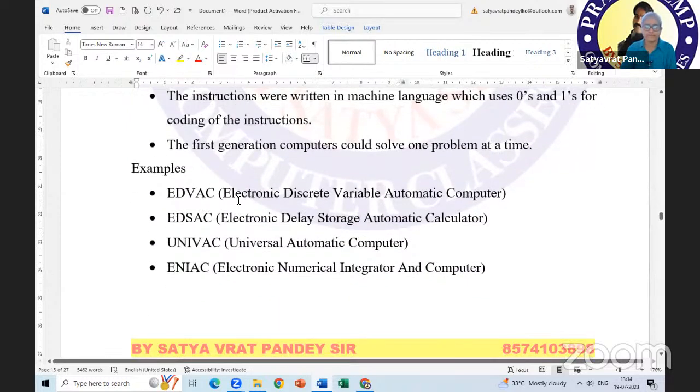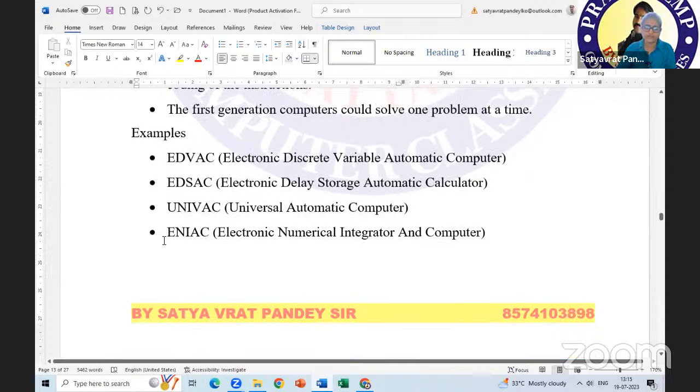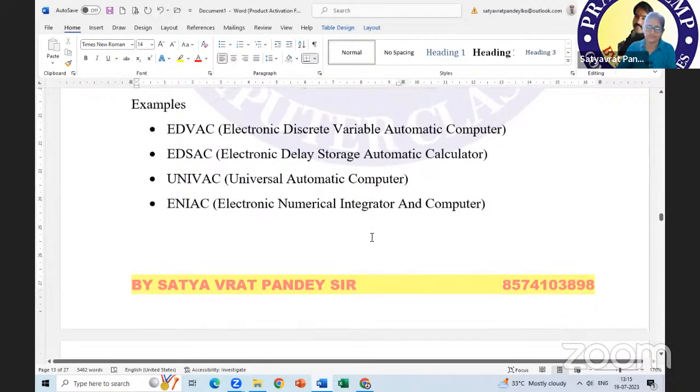Examples are EDVAC, electronic discrete variable automatic computer, EDSAC, electronic delay storage automatic calculator, UNIVAC, universal automatic computer, and fourth one is ENIAC, electronic numerical integrator and computer.